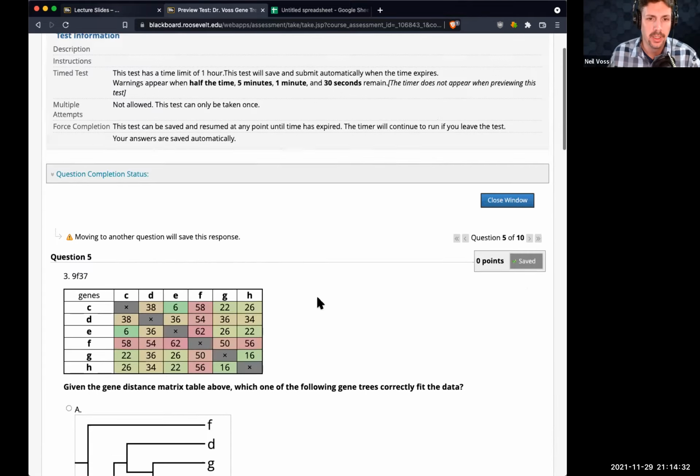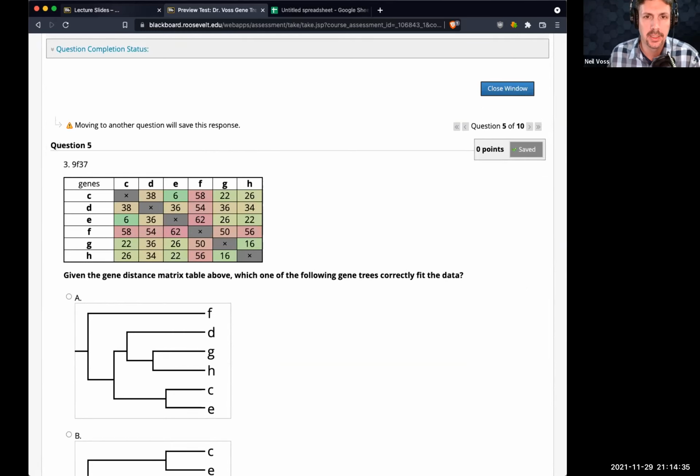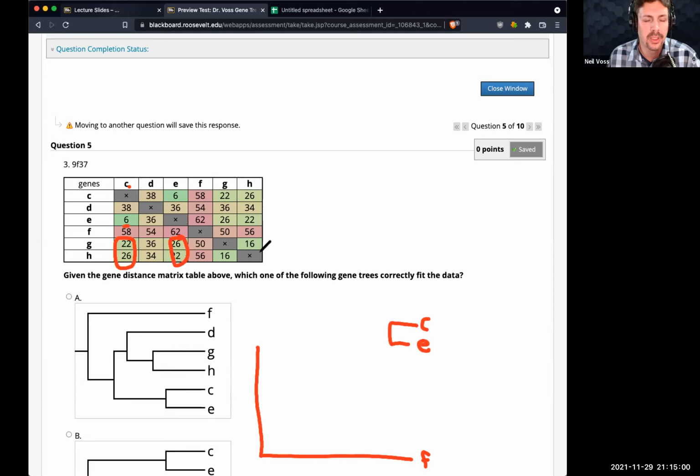All right, so obviously C and E are connected first because they have the lowest number of 6, and F is way on the outside. What comes next? It looks like G and H are connected to C and E. Is one lower than the other? Oh, sorry, 16, that's the next one here. So G and H connect together. I think that eliminates choice H.